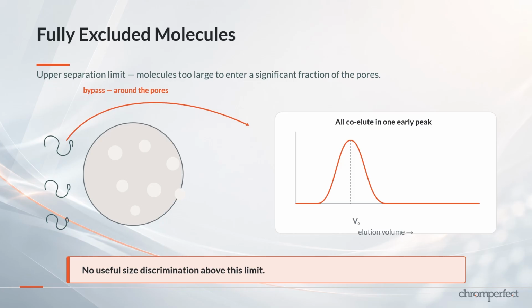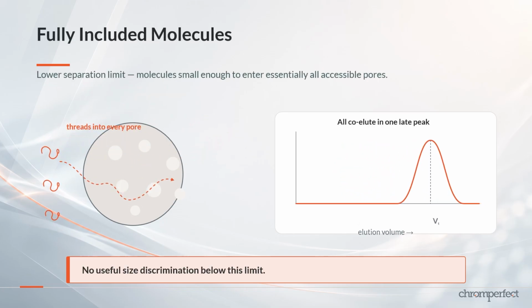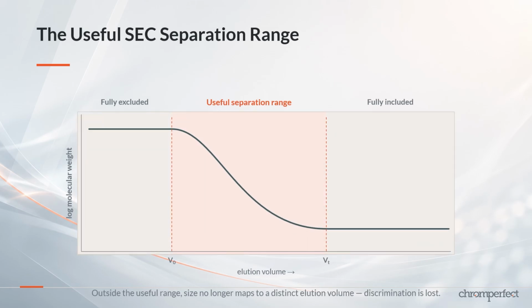At the lower limit, molecules are small enough to enter essentially all accessible pores. These molecules are fully included and elute near the total permeation volume. Below this point, the column again loses its ability to discriminate according to size. The useful calibration range lies between the fully excluded and fully included regions. Within that range, elution position changes with molecular size.